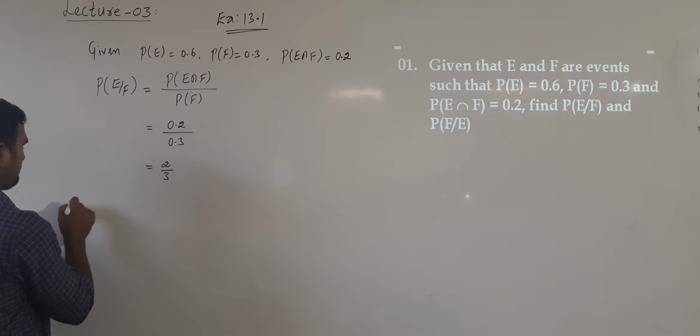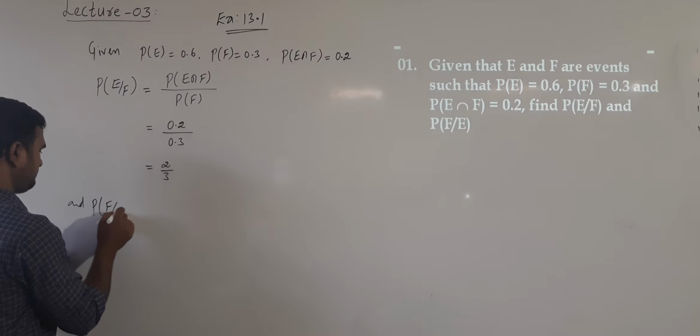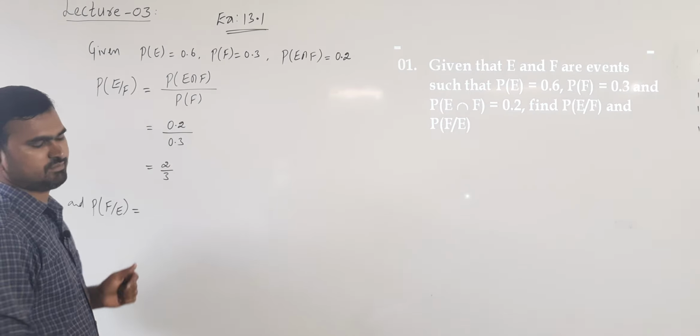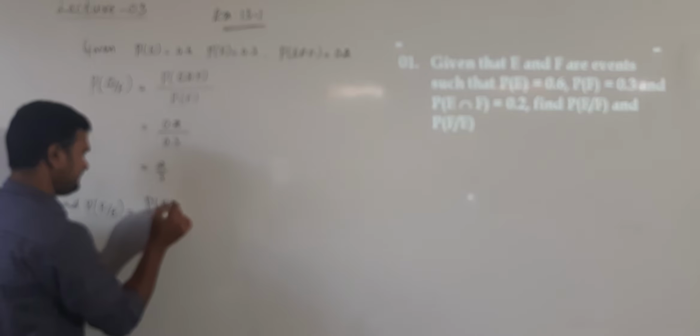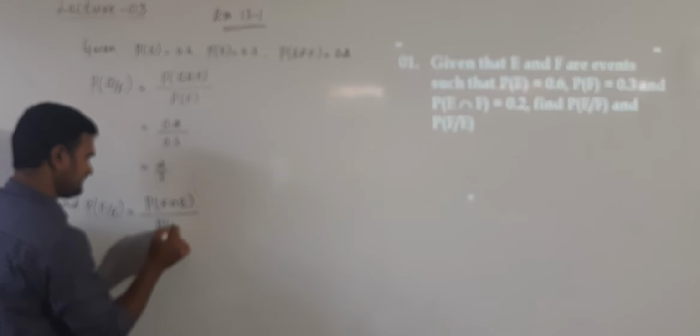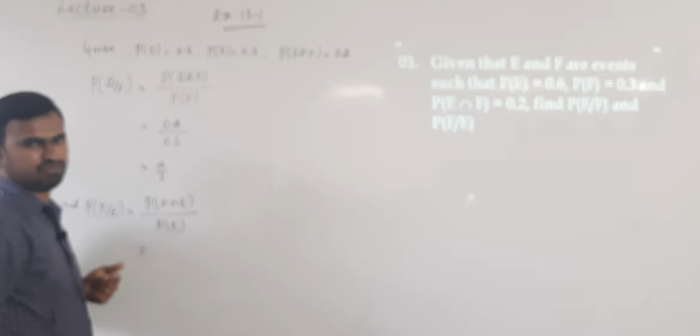Next, what is probability of F given E? Second part. F given E is nothing but probability of F intersection E divided by probability of E, again by definition of conditional probability. F intersection E or E intersection F both are same, which is 0.2 divided by P of E, which is 0.6, so 2 by 6 means 1 by 3. Probability is 1 by 3. Let's see the next question.